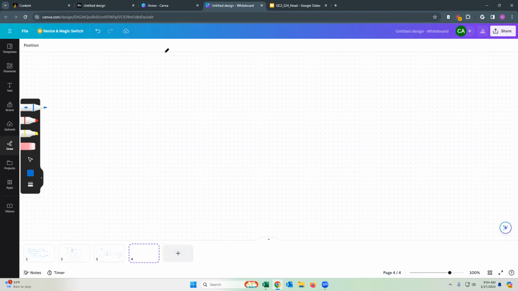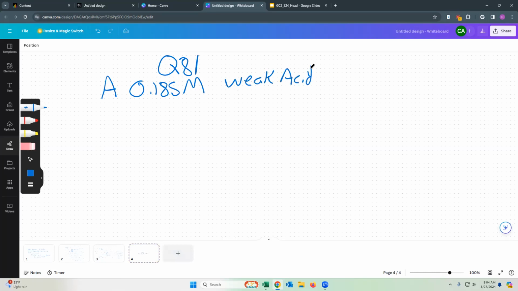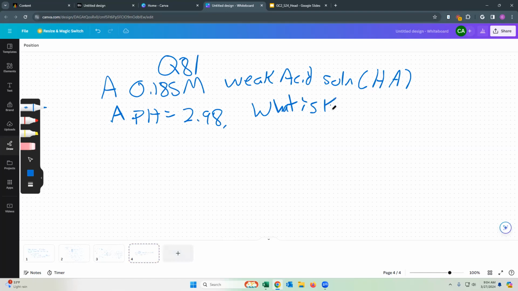81. So question 81 says, you have a 0.185 molar solution of weak acid, and we are using the generic HA. Remember, that just means any acid. And this has a pH of 2.98. And I want to know what is Ka. All right, so this is similar to question 80, except we are working backwards now. We're doing like the opposite.